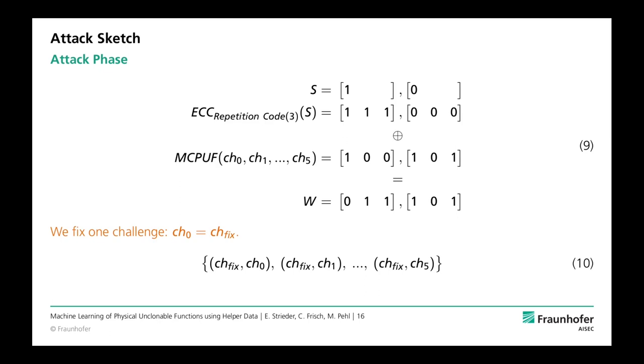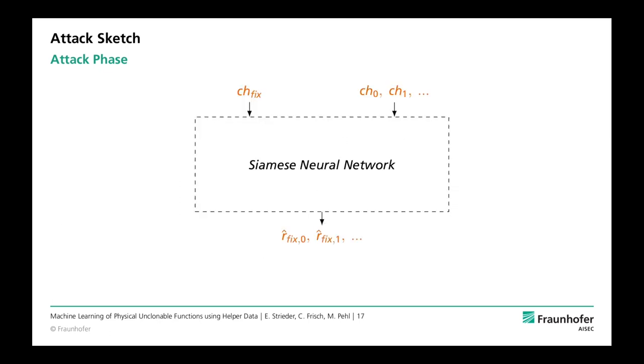To exploit the machine learning model, we have to fix one challenge as a hypothesis. In this example, I have fixed challenge 0. However, we could use any challenge in the challenge storage. We then build challenge pairs with all other challenges. These pairs represent a comparison between each challenge of the storage with the fixed challenge. We feed the challenge pairs into our trained Siamese neural network.